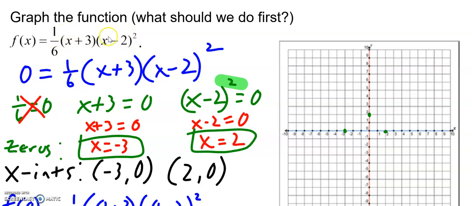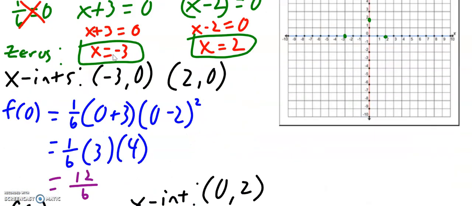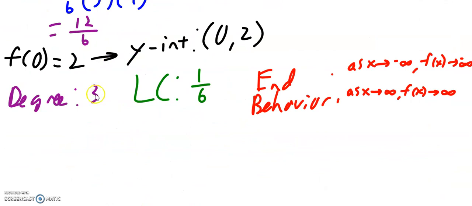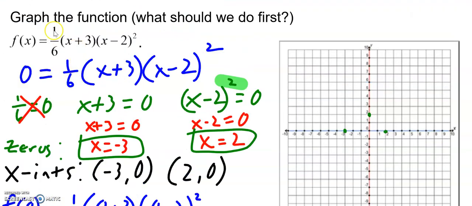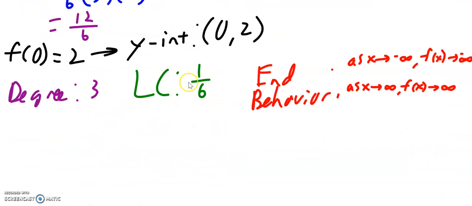So if I was to multiply all of this together, I would end up with x cubed. So the degree of this polynomial is 3. The leading coefficient is 1/6. So really what I care about is leading coefficient is positive, degree is odd. So my end behavior as x goes to negative infinity, which is to the left, f of x is also going to go to negative infinity, which is down. As x goes to positive infinity, which is to the right, f of x is also going to go to positive infinity, which is up.